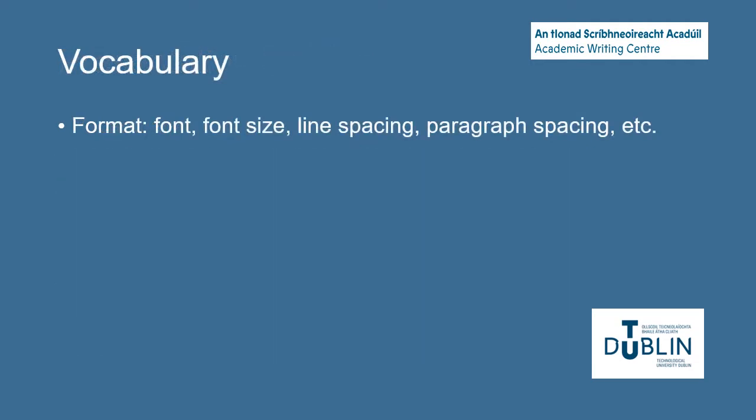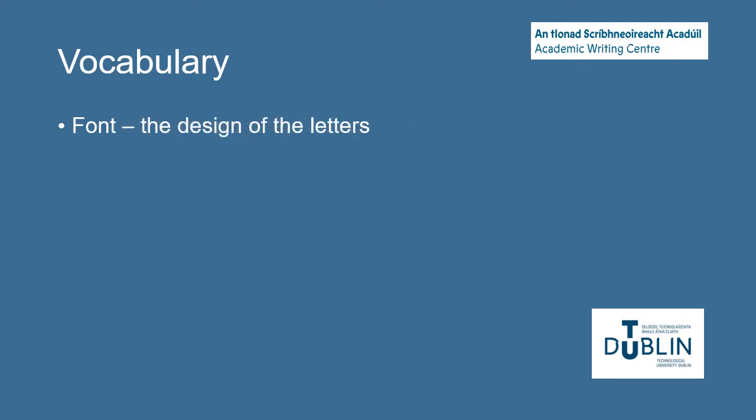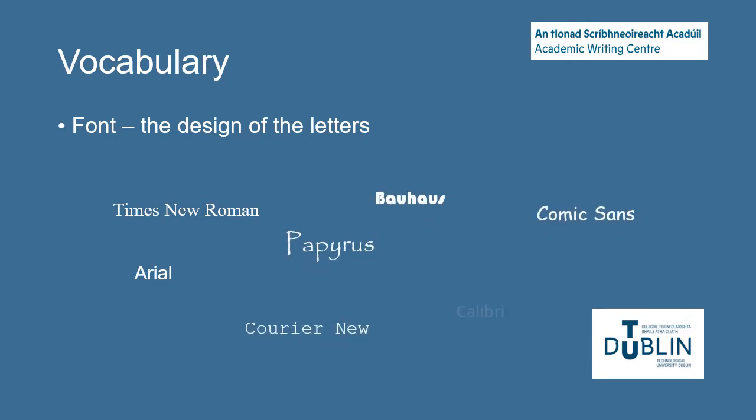If you're confident you know all the relevant vocabulary, skip forward to the slide titled General Points. Format refers to font, font size, line spacing, paragraph spacing, and so on. Font is the design of the letters. There are many font designs. However, you should avoid using fancy fonts. Choose a font that looks professional and tidy. In academia, the preference is usually for fonts like Times New Roman, Arial, or Calibri.